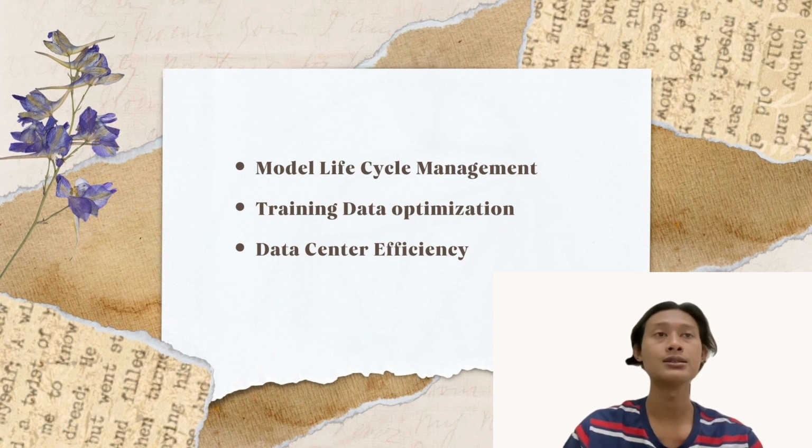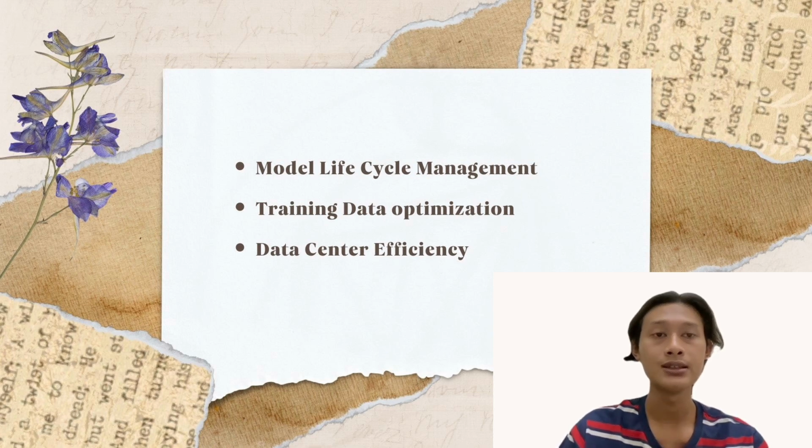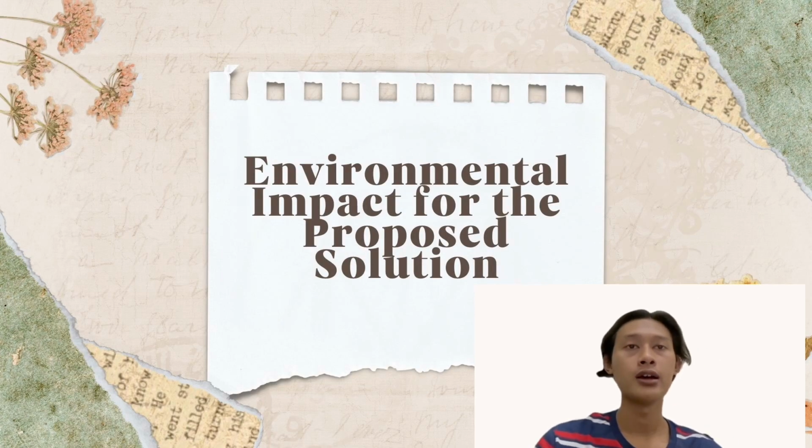Third is data center efficiency. Data centers that support machine learning workloads can be optimized for energy efficiency. This includes using advanced cooling techniques, efficient power management, and renewable energy sources to power the infrastructure. Additionally, locating data centers in regions with cooler climates can reduce the energy needed for cooling. So next, I will present about environmental impact for the proposed solution.